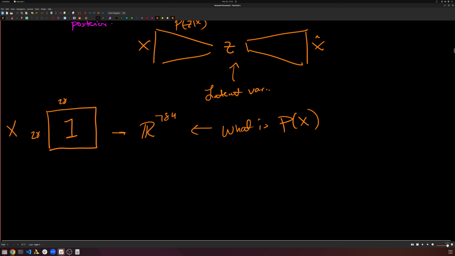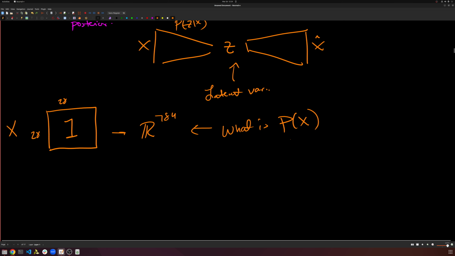There's probably no known distribution out there that I can use to just easily say, oh, this is a Gaussian distribution. Oh, this is a gamma distribution. Oh, this is an exponential distribution. No, we can't do that. I have no idea what probability of x is, or what the distribution of x is. And so that's exactly the problem.